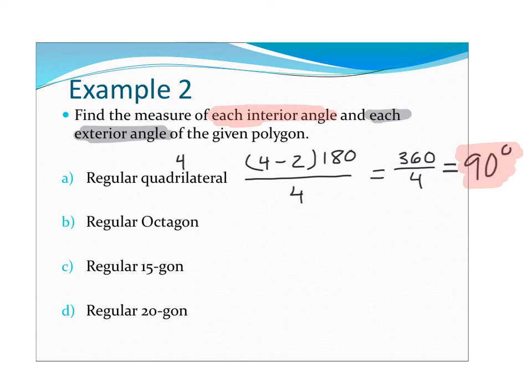And how do we find each exterior angle? The sum of the exterior angles is 360. But what do we need to do to find each one? Divide by 4. So 360 divided by 4? 90.